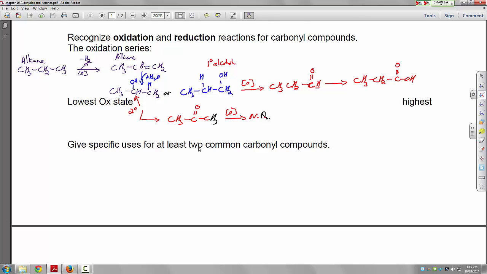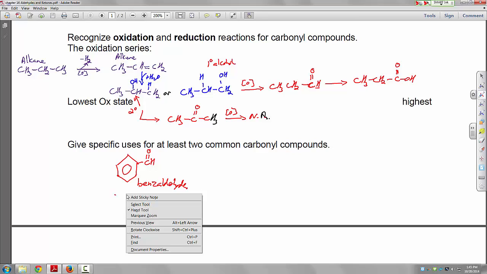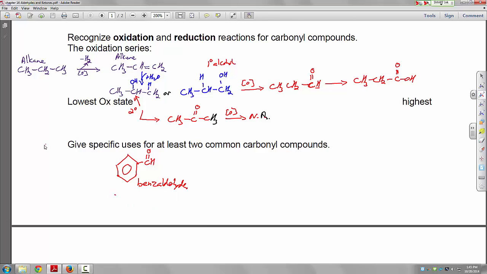Asking for specific uses of at least 2 carbonyl compounds. I think they mentioned this in the text, but I forgot to mention it in lecture. Benzaldehyde has the odor of almonds, so it can be used as artificial flavoring.